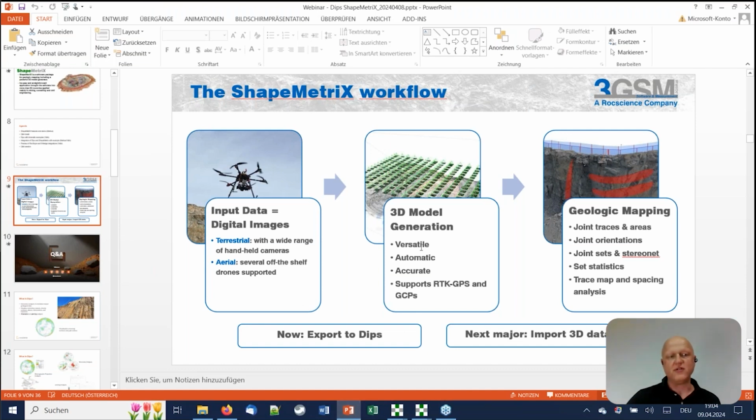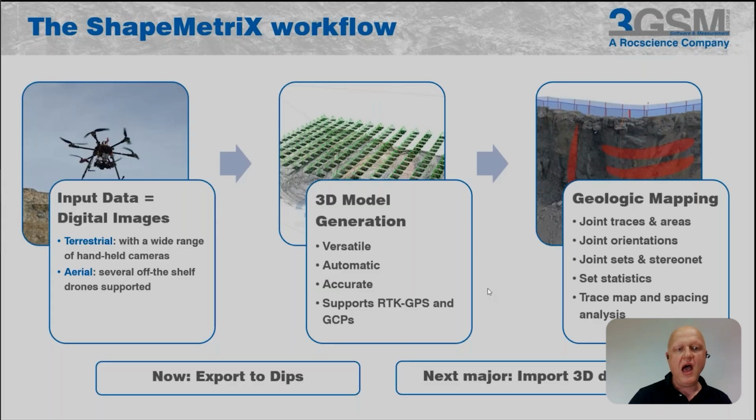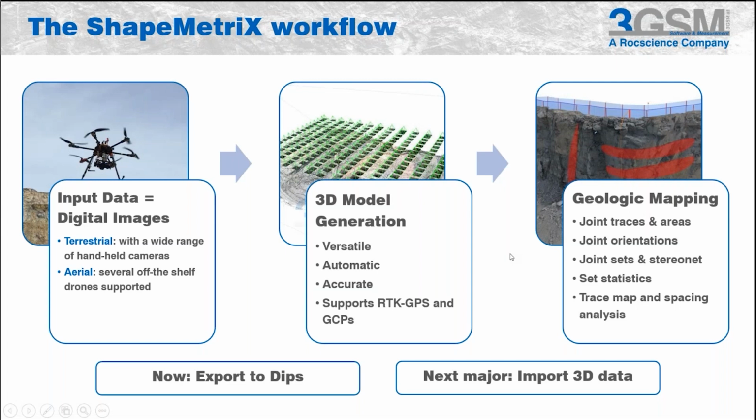So what I want to do is to introduce a little bit on ShapeMetriX, what it basically is. ShapeMetriX is a 3D imaging system designed for geological mapping and geotechnical assessments. It, in particular, does not only the assessment, but takes pictures from cameras, processes those pictures into a 3D model, and allows for geotechnical assessment then.